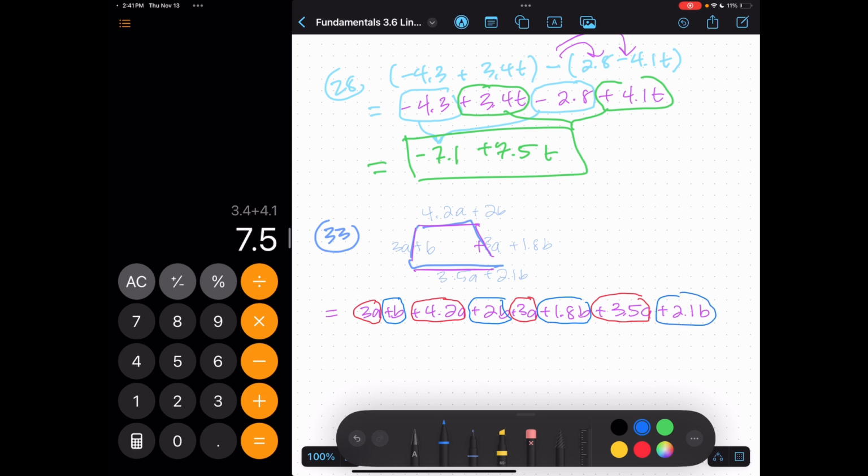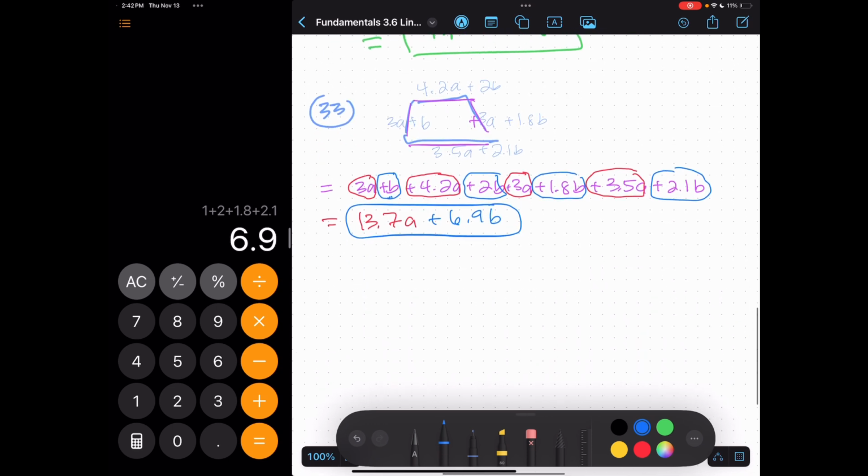So let's start with the a's and add up everything in red. We've got 3 plus 4.2 plus 3 plus 3.5. That's 13.7a. And now let's add up everything in blue. We've got 1 representing the 1b right here, plus 2 plus 1.8 plus 2.1. Okay, that's going to be plus 6.9b, and that's going to be my final answer. It's as simplified as it gets.